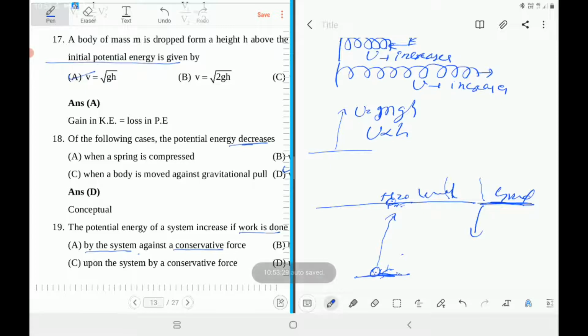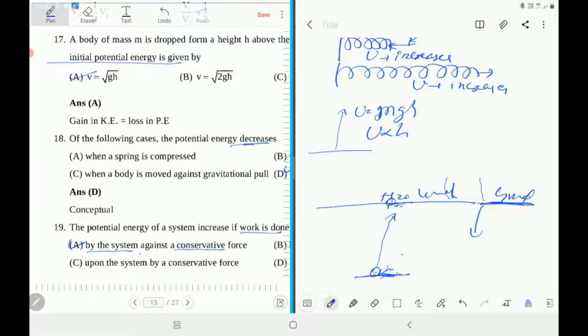For example, body moves up. It does work against gravitational force, and that is recoverable. Body comes back, the energy converted into kinetic energy. As it moves up, work done increases the potential energy. That's why option A is very simple.